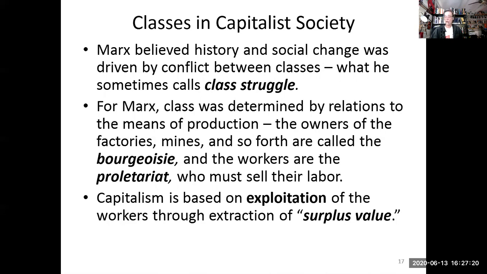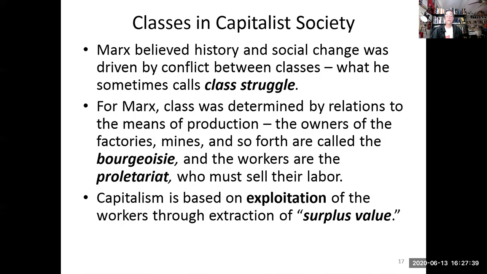Marx believed what drove history forward, what was behind every major social transformation, was class struggle. The struggle between the class that owned what he called the means of production and the class that did not own it, that sold their labor. The former, the owners, he called the bourgeoisie, which is a French term.